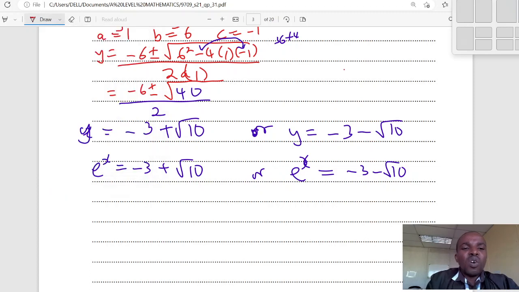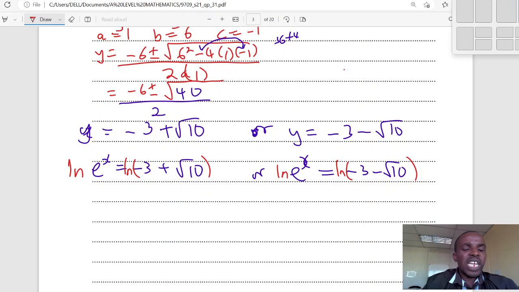Right, to get rid of e to the power x, you introduce ln on both sides. You can also say ln here, and you can put ln on this side, whichever way. I prefer calling it ln. So it's ln e to the power x is equal to ln of minus 3 plus root 10.